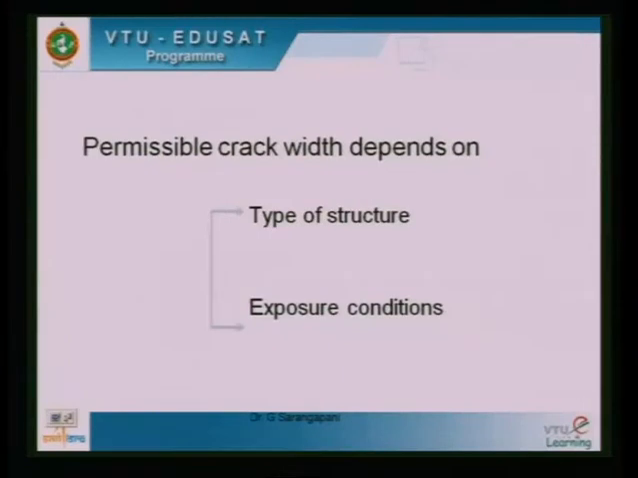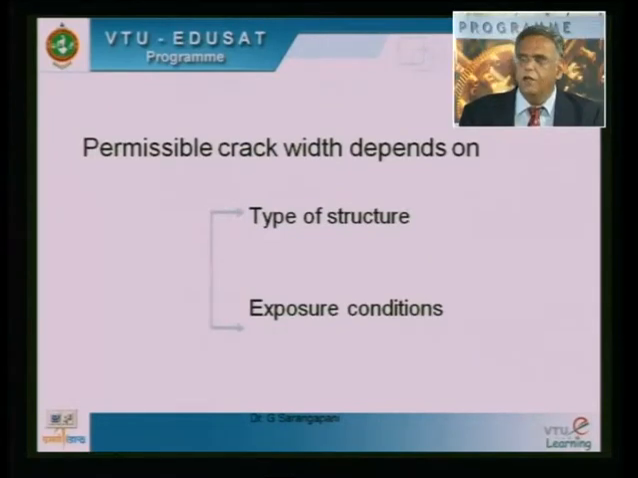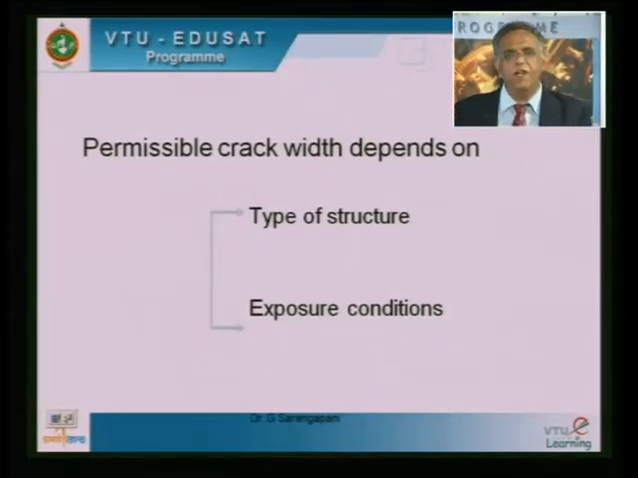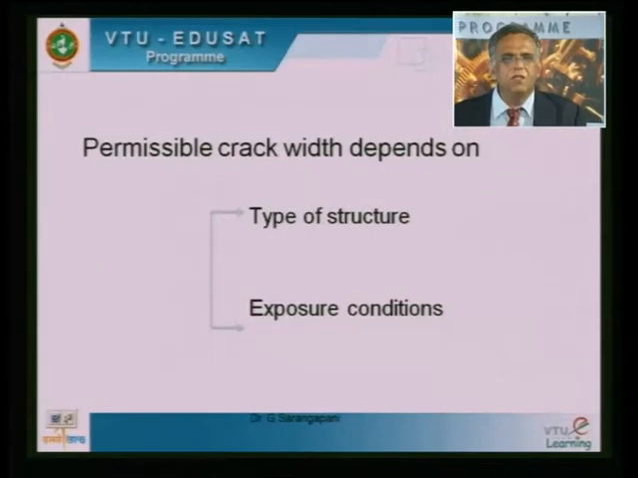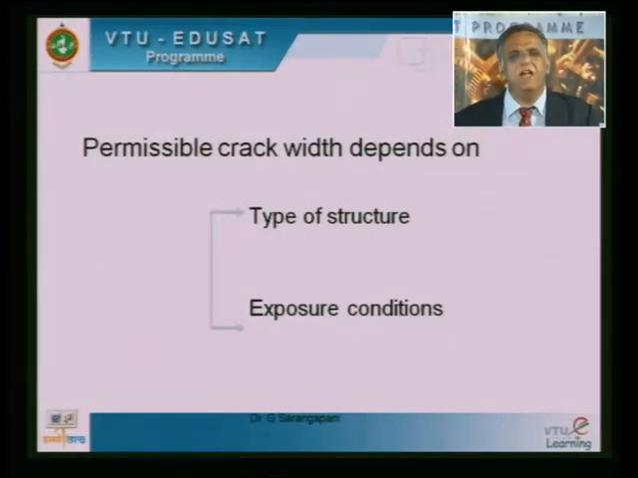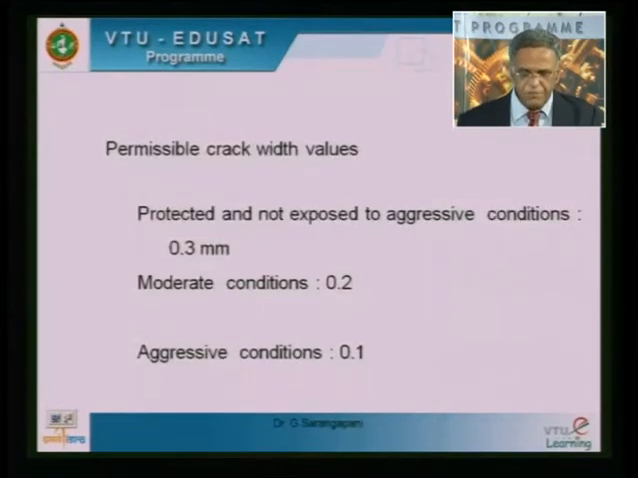Now, what is this permissible crack width? All cracks are not structural cracks, and further, if a small crack is there in the building, you cannot say that the building has become obsolete and has reached its limit state. The code permits some crack widths. So this permissible crack width again depends upon the type of structure as well as the exposure conditions.